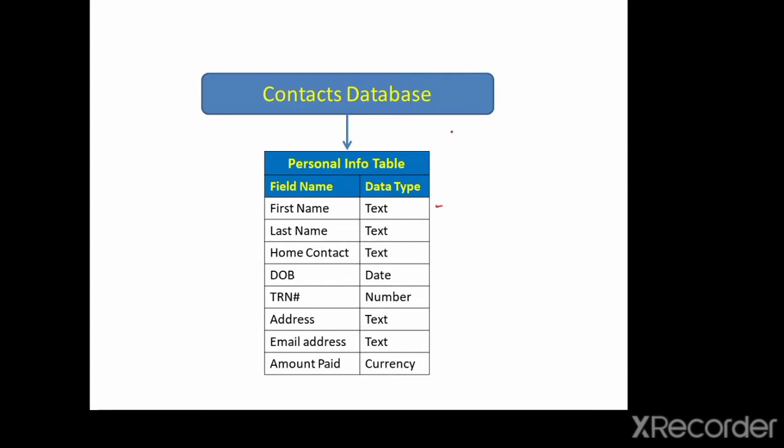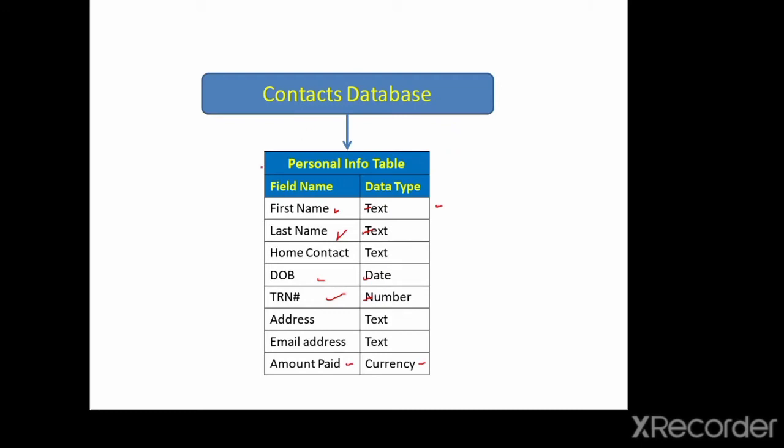So in this case, there's one table, and it's possible in a database to have one single table. Nothing is wrong with this, right? So in this case, the first name, and you can see the data type for the first name, the last name, and the data type for the last name. We have a date of birth, and we'll make sure that we declare that as date. TRN, we declare that as a number because it's all numbers in a TRN. Alright, amount paid will be currency, so you get the picture, right?